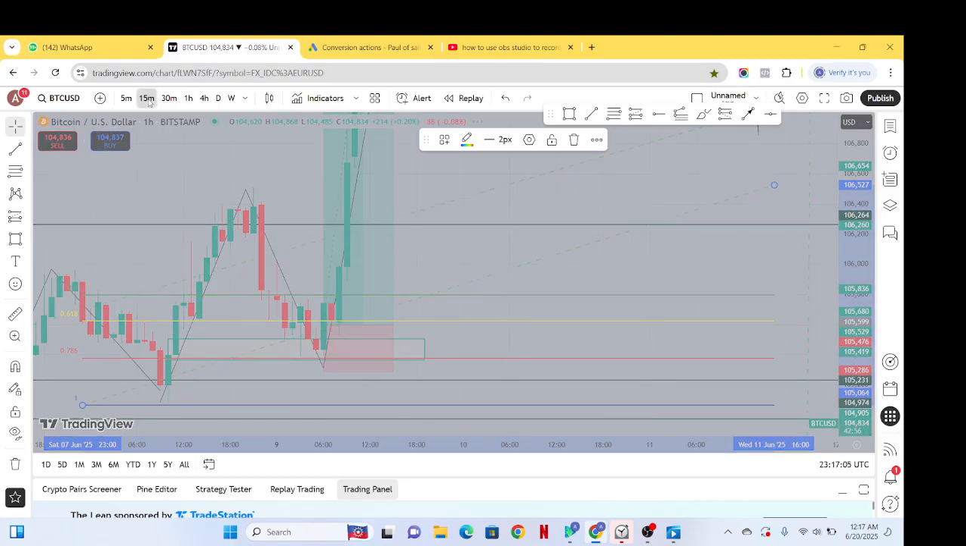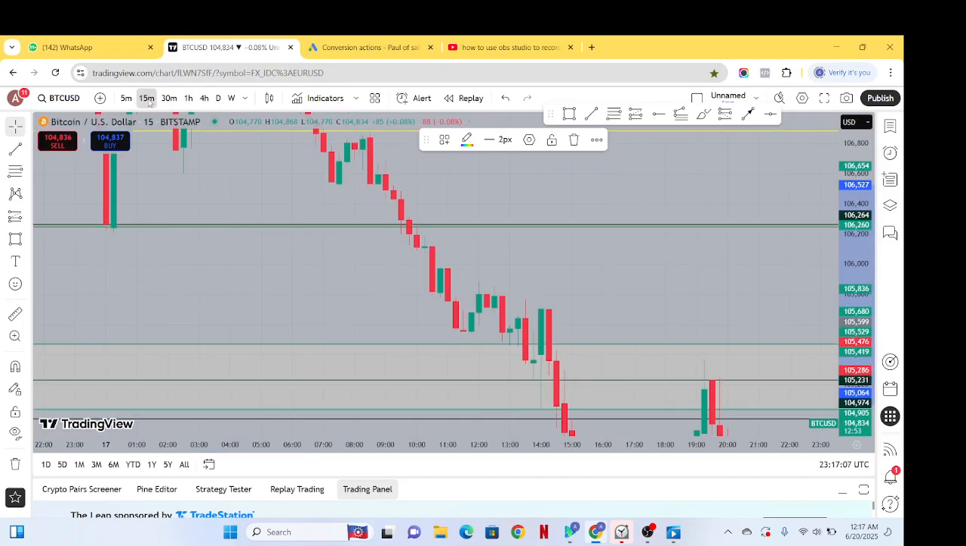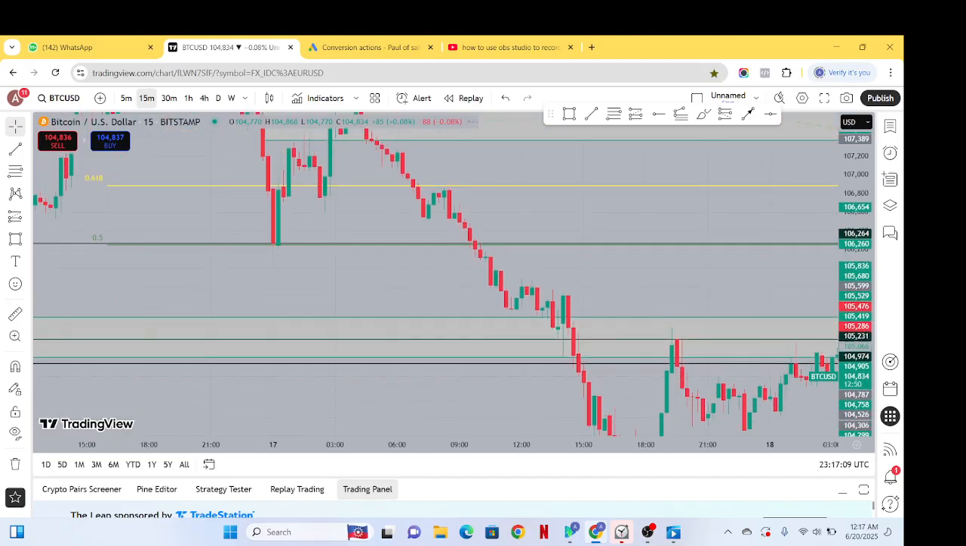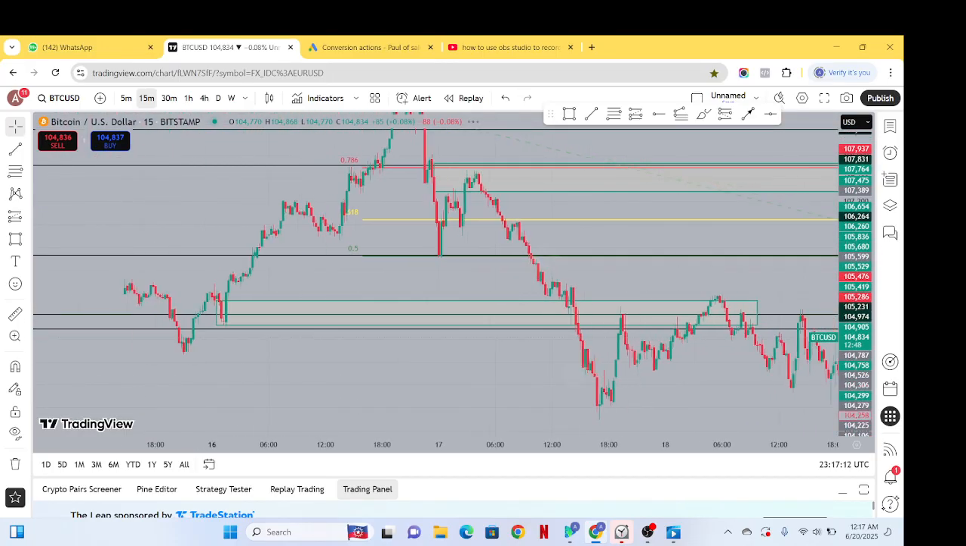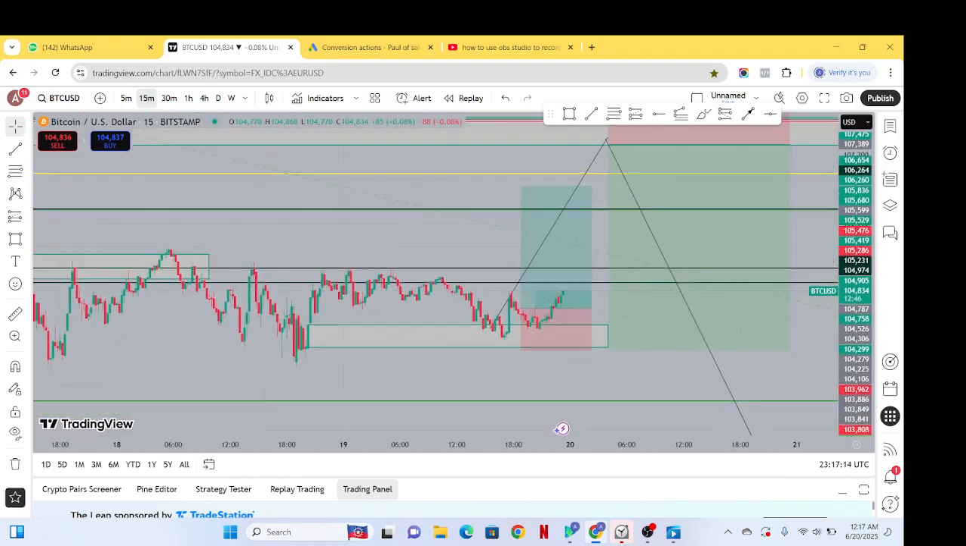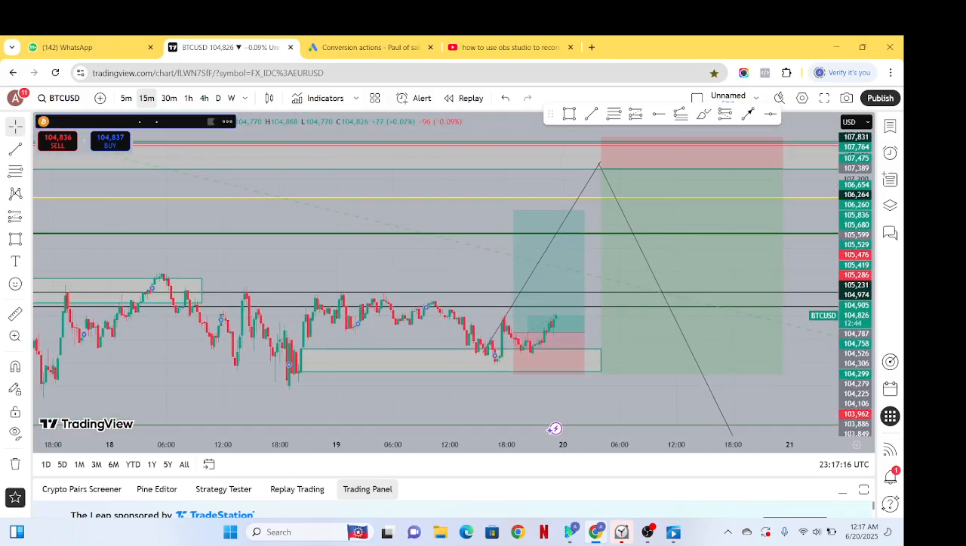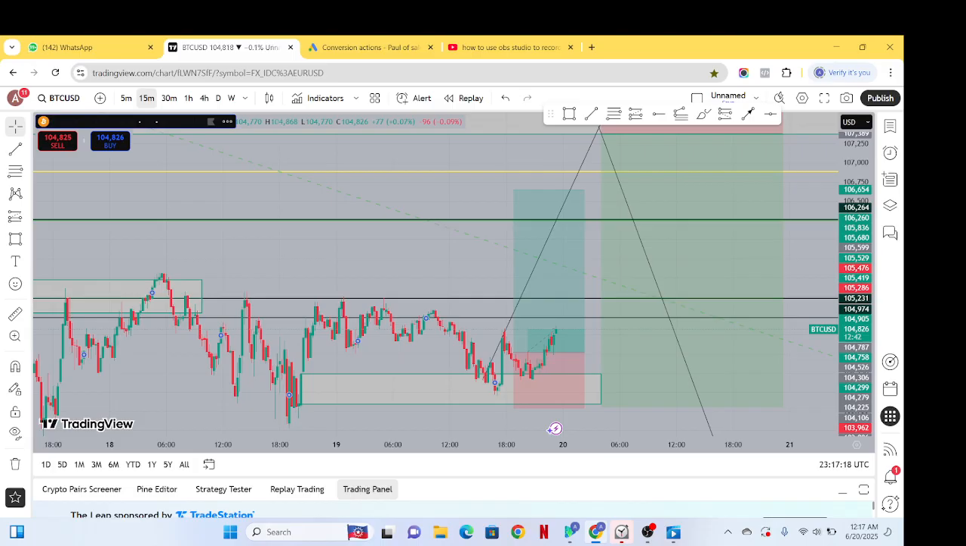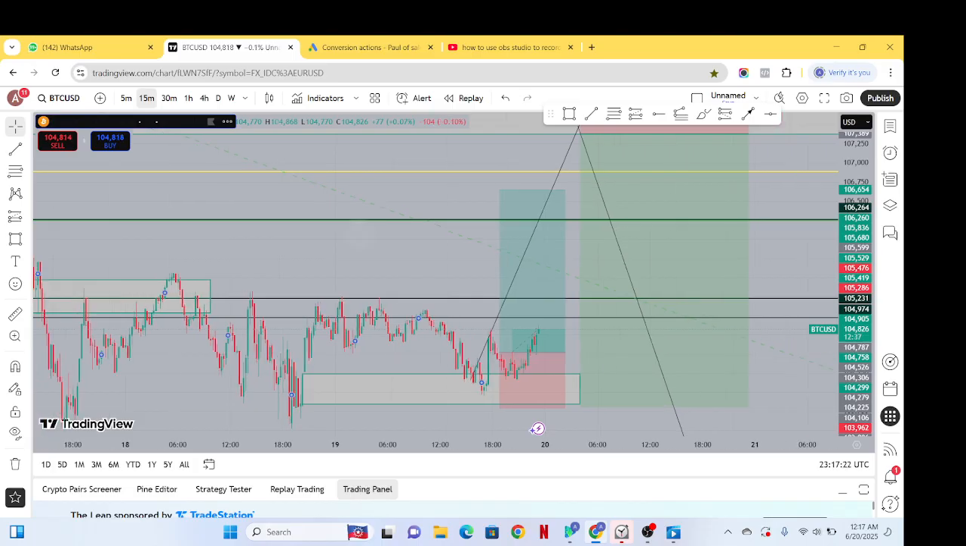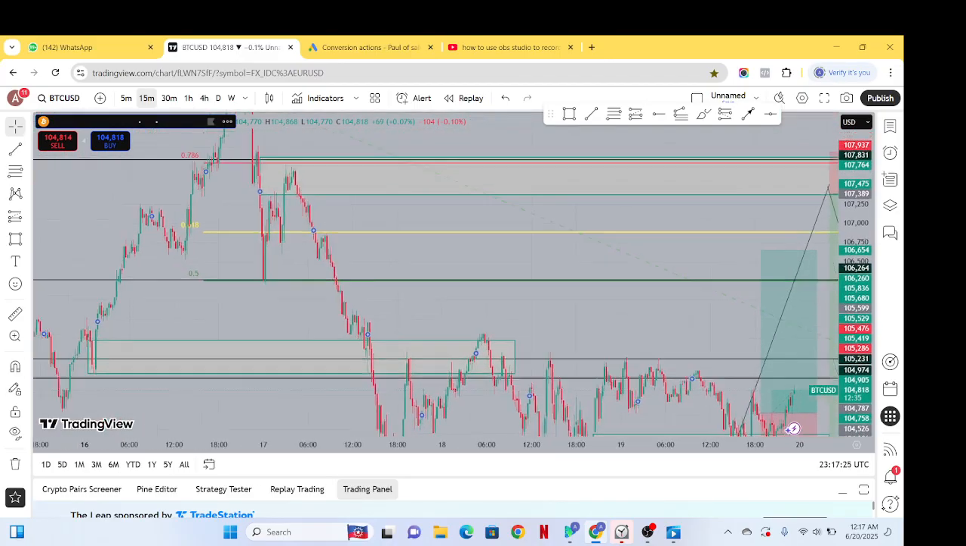What's happening? 15-minute time frame. This is the trade I'm currently on. It's going my direction, even though I came in late to it. Yeah, I've been very busy.